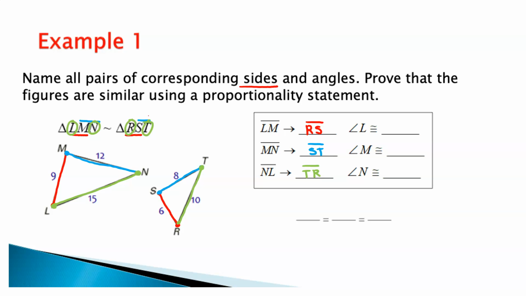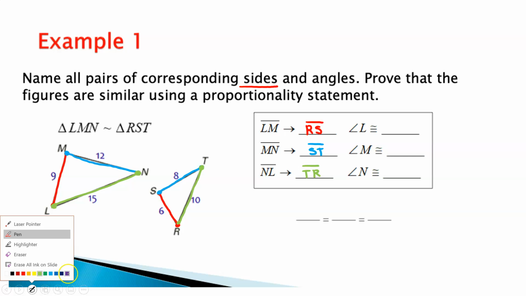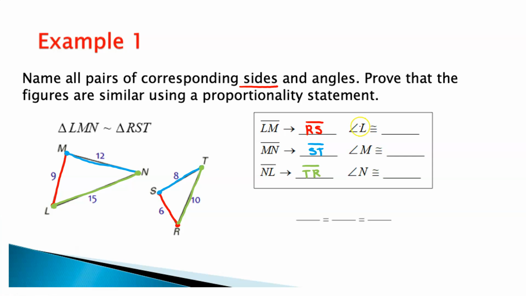We want to do the same thing now, but with the angles. Let me use purple for the angles. And again, look back at that similarity statement. Let's take a look at the angles. Which ones are corresponding angles? If I take a look at L, that's the first letter. I want to compare it to angle R. Angle L is congruent to angle R.